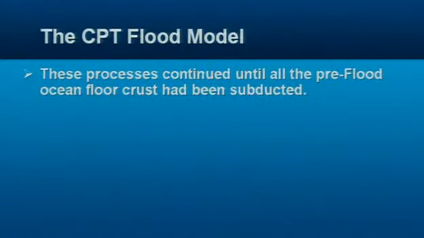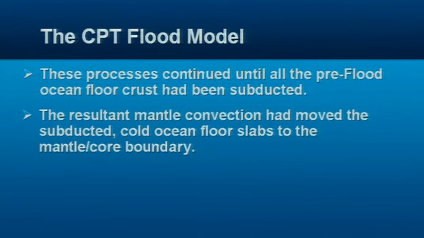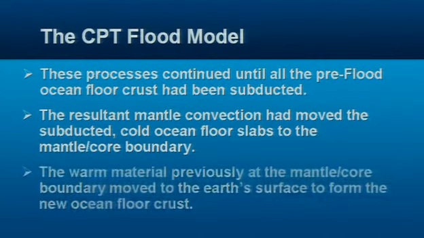Now, these processes would have continued until all the pre-flood ocean floor crust had been subducted. Once it had all gone and been replaced, the driving force would slow down, it would come to a grinding halt. The mantle convection would slow, and eventually the warm material previously at the mantle core boundary would now be moved up to the Earth's surface to form that new crust which was cooling down.